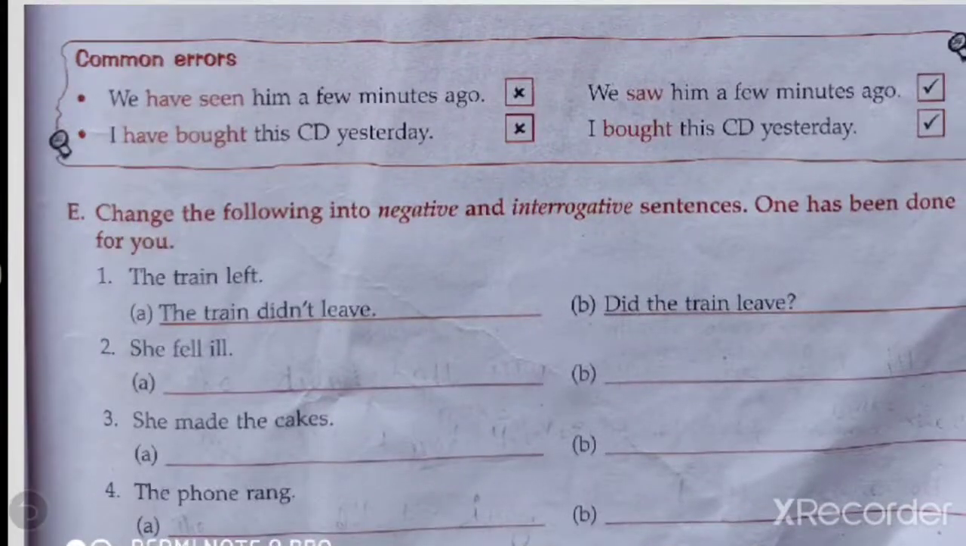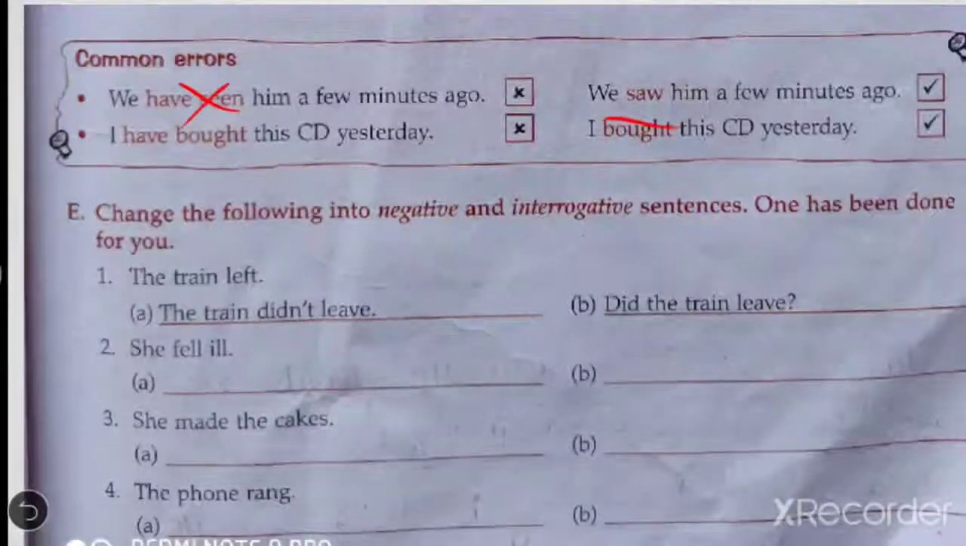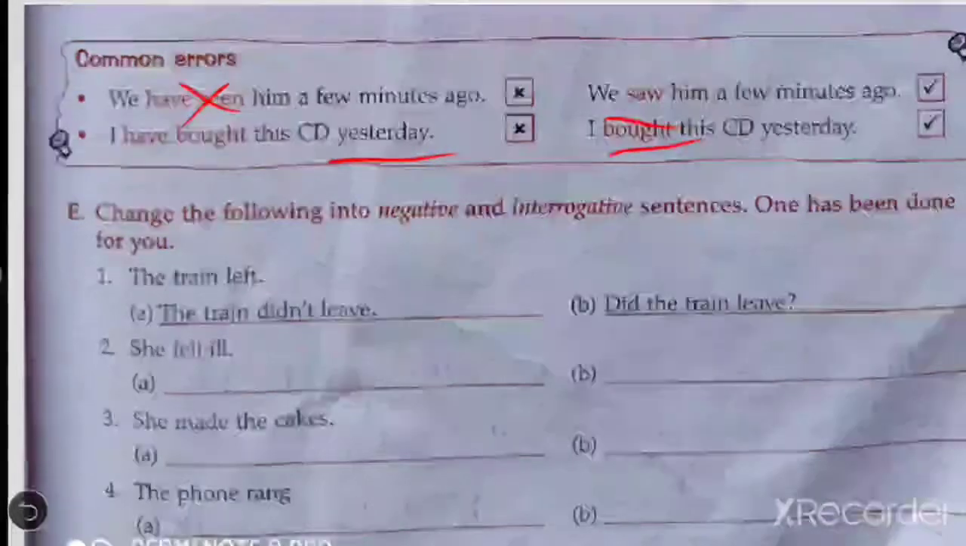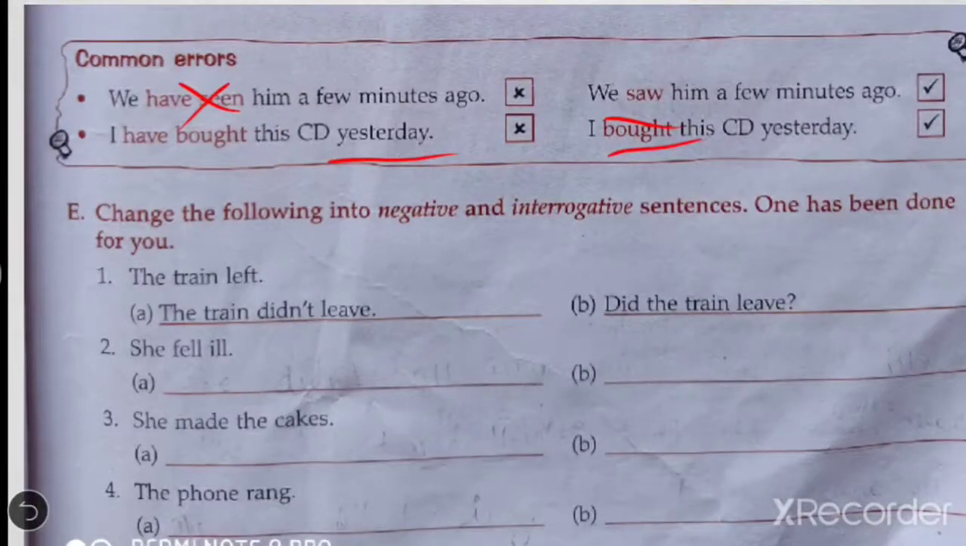Now look at which common errors we mostly make. I have seen him a few minutes ago. A few minutes ago, the action is over. Now look at this: we saw him a few minutes ago. So here it is simple past, not present perfect. I bought this CD yesterday. If yesterday is there, it means it's a simple past tense, not present perfect tense. So here, I bought this CD yesterday is the correct one.